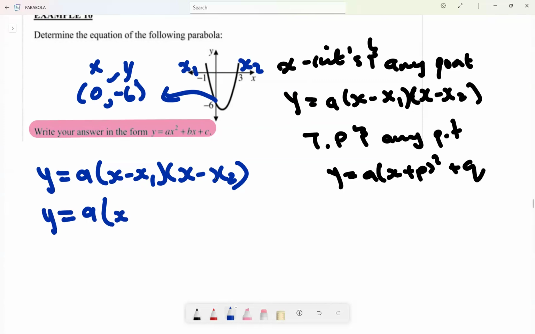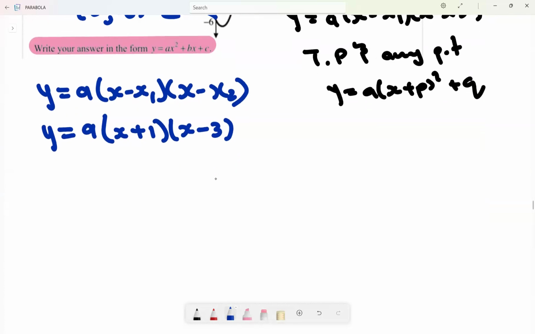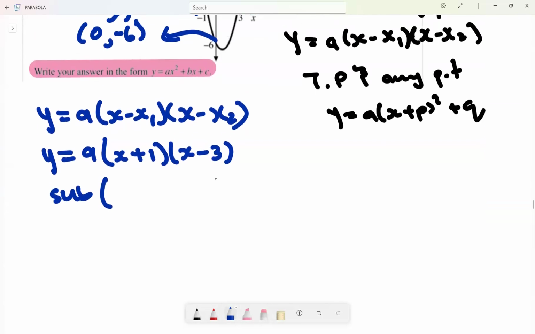What is x? x, just leave it as it is for now. What is x1? x1 is -1. So it's going to be negative into -1, which will be plus 1. So it's going to form x plus 1. Then I have x minus, here the value of x2, it is just 3. Then I need to substitute any point. Any point, it is what? 0 and -6.